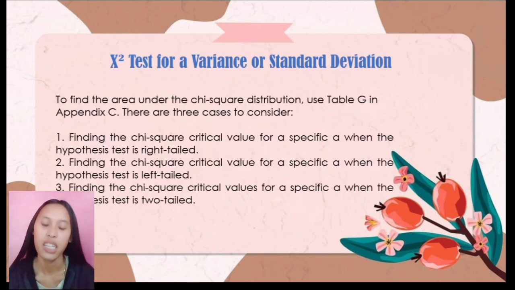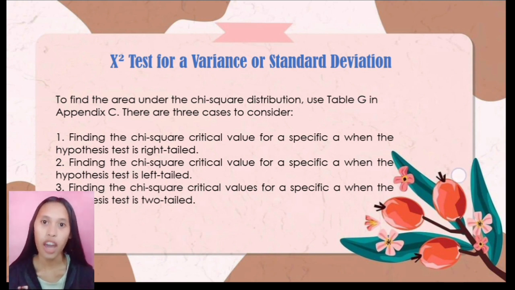Next, let us proceed to the chi-square test for a variance or standard deviation. In Chapter 7, the chi-square distribution was used to construct a confidence interval for a single variance or standard deviation. This distribution is also used to test a claim about a single variance or standard deviation. To find the area under the chi-square distribution, let us use Table G in Appendix C. There are three cases to consider.